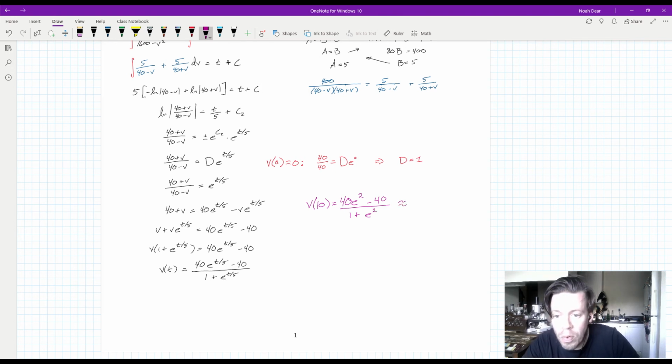This will be approximately, we'll just plug this into a calculator, it'll give us 30.46. And the velocity is in feet per second.